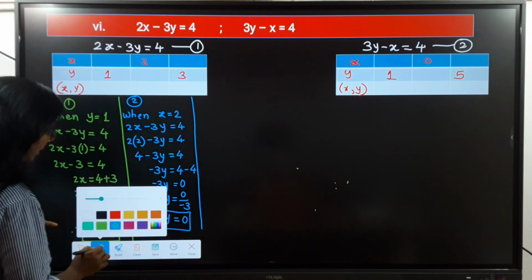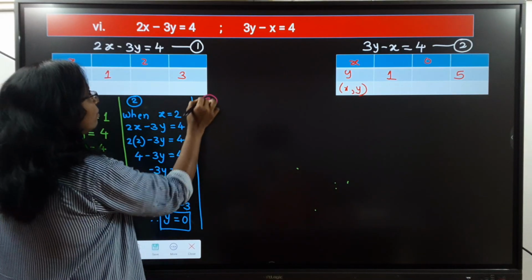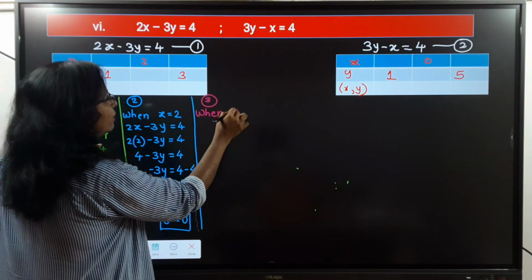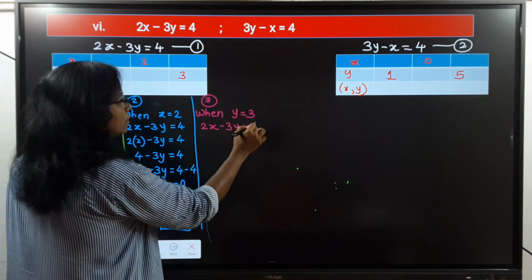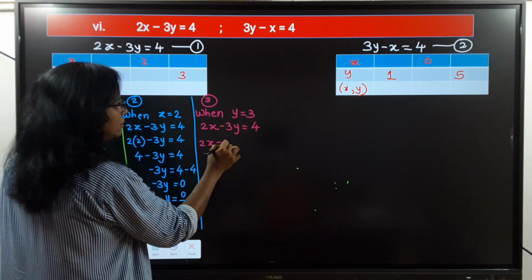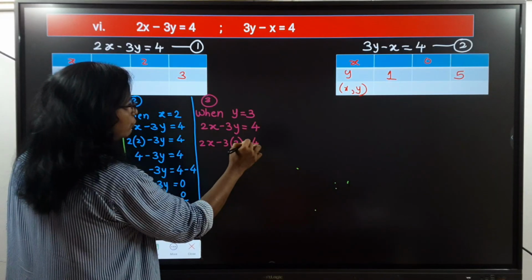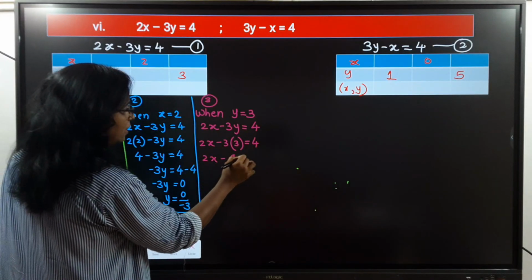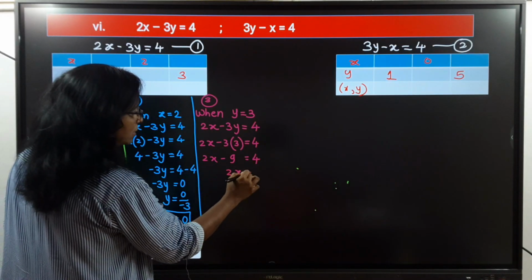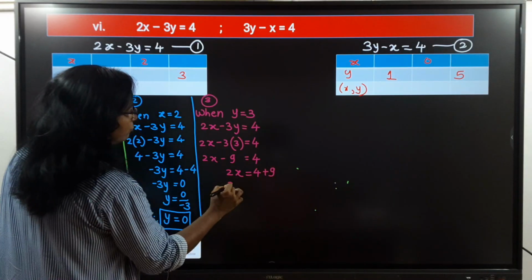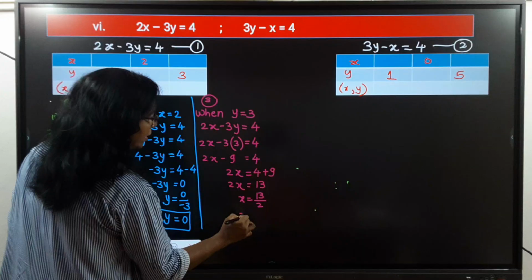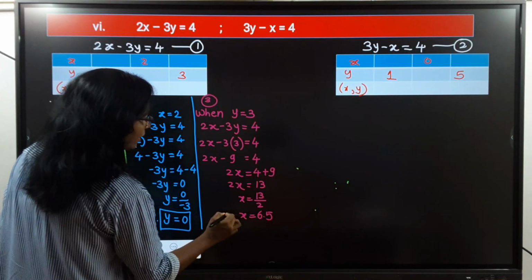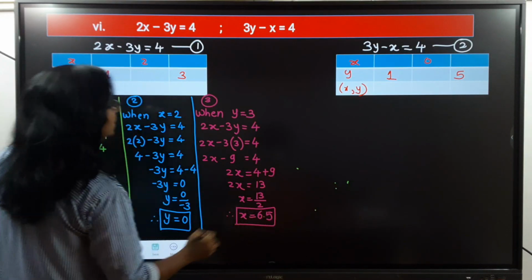The next value is for the third, when y is equal to 3. The equation is 2x minus 3y is equal to 4. Therefore 2x minus 3 multiplied by 3 is equal to 4. Therefore 2x minus 9 is equal to 4. Therefore 2x is equal to 4 plus 9. Therefore 2x is equal to 13. x is equal to 13 upon 2. Therefore x is equal to 6.5.